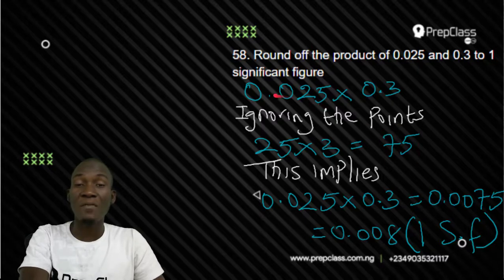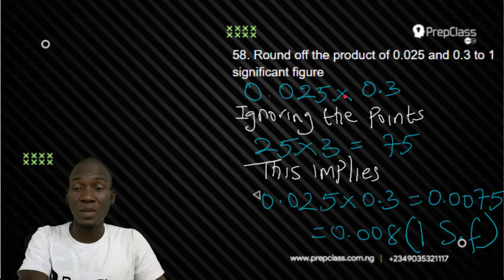So now because we have 1, 2, 3 digits after the point there, and we have 1 digit after the point here, it means in total there are 4 digits after the point. So you are going to come to this number, 75. Then we start counting from the last digit, which is 5. We count 1, 2, 3, 4. So that means there have to be 4 numbers after the point.